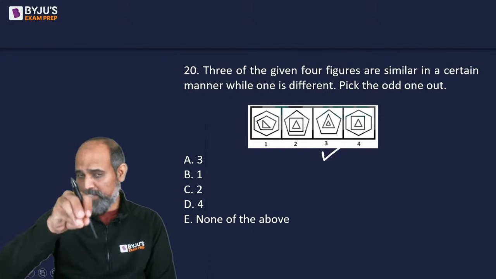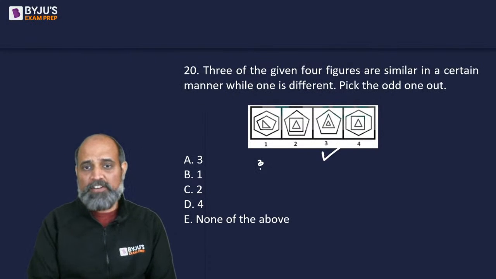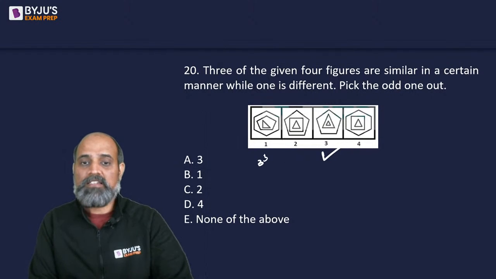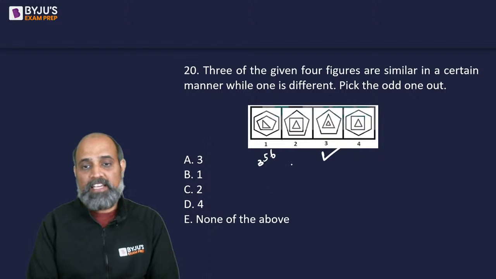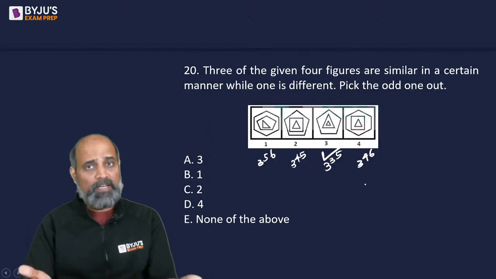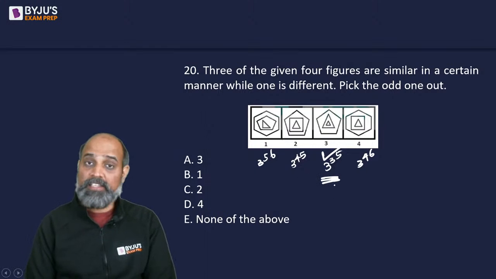If you start with the figure at the center and move outwards, you have a three-sided figure enclosed inside a four-sided figure, and that four-sided figure is enclosed within a five-sided figure. The next one is a three-sided figure, then 4 and 5. Here you have 3, 3 and 5. Here you have 3, 4 and 6. Which means smaller the figure, lesser the number of sides. But that is not there in the third figure.